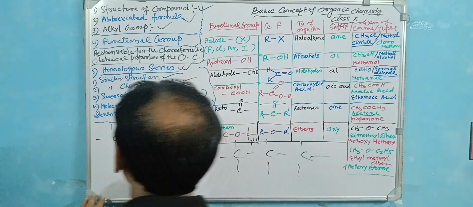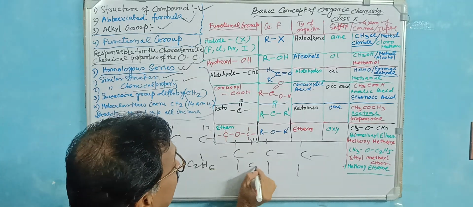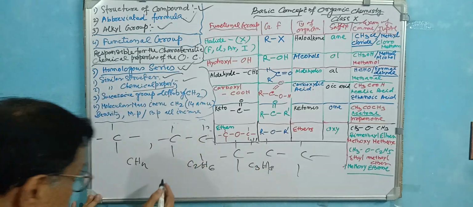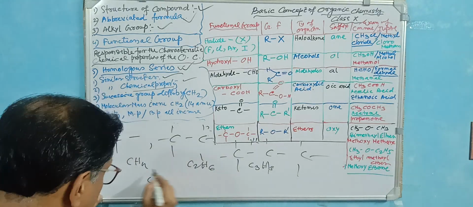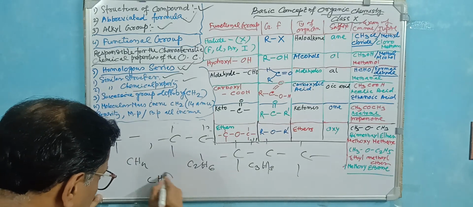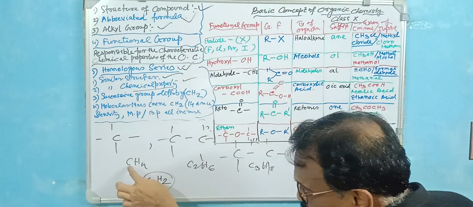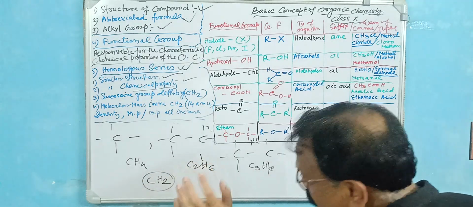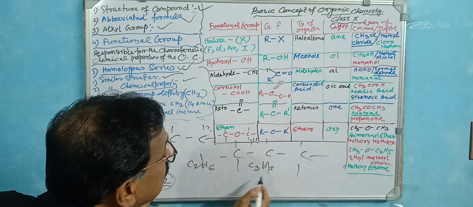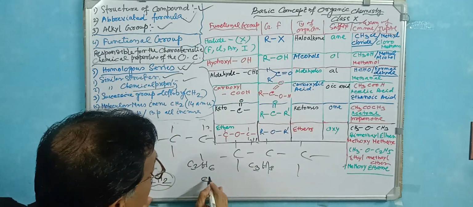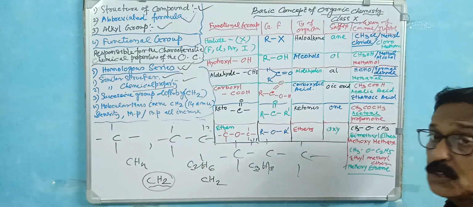Understand this part. Here is CH4, here is C2H6, here is C3H8. What is the difference? Carbon number increases by 1 successively, and hydrogen increases by 2. So this is the difference. What is the difference? One carbon is increased, two hydrogens are increased. That means they differ by CH2. Here also, 1, this is 6, this is 8. So this is CH2. So successive members differ by CH2.